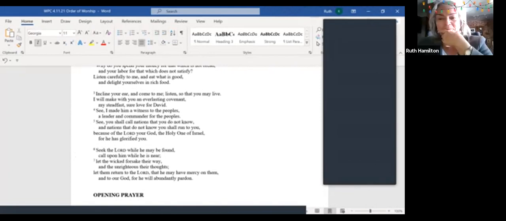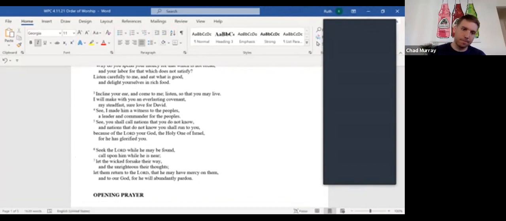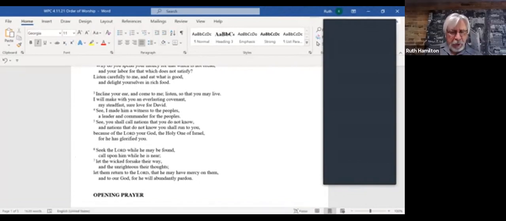Who else? Seek the Lord while he may be found. Call upon him while he is near. Let the wicked forsake their way, and the unrighteous their thoughts. Let them return to the Lord, that he may have mercy on them, and to our God, for he will abundantly pardon. Let's pray.